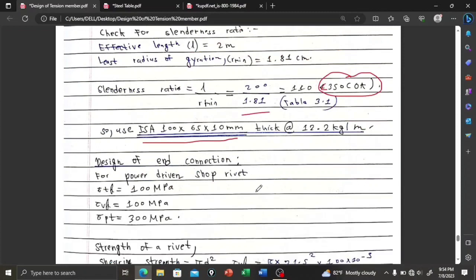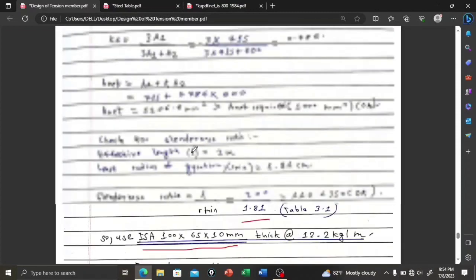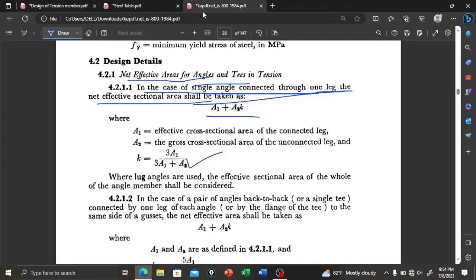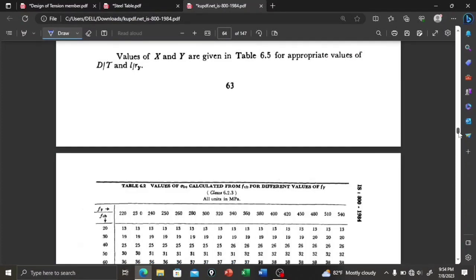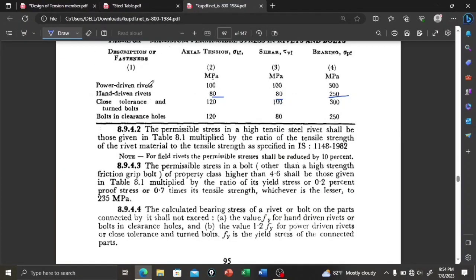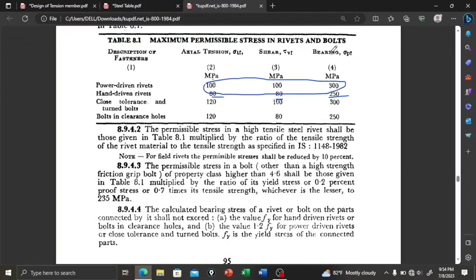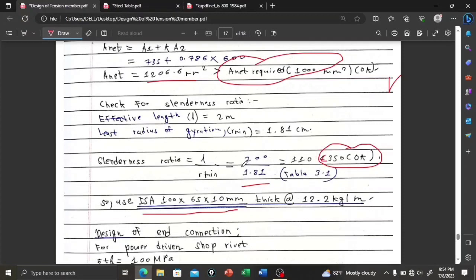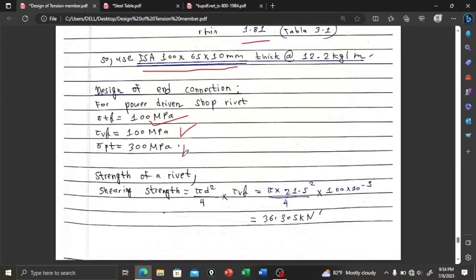So 12.2 kg per meter. Design of connection for power driven shop rivet, page number 95. So for power driven shop rivet, it is this: sigma, tau and sigma values are 100, 100 and 300 respectively. Strength of rivet is pi d square by 4 into tau bf. So it is 36.305 kN.